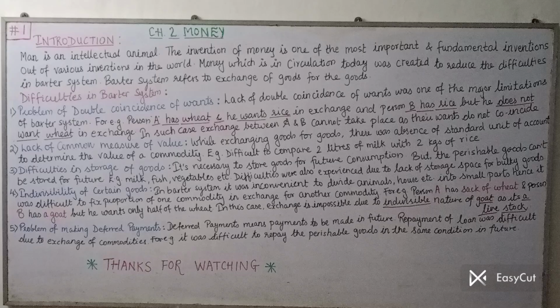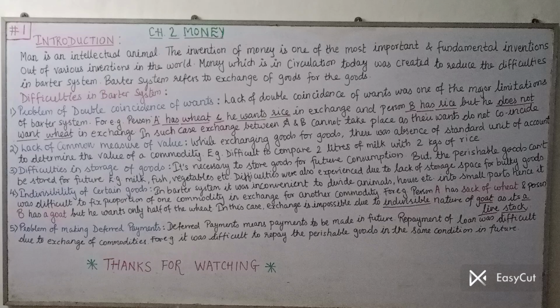As we know now that under barter system, goods were exchanged against goods. So whatever is the requirement of one person, somebody else should possess that good. But at the same time, whatever is the requirement of that other person, that should also be possessed by me. Then only the exchange will take place. Let us see how to write the answer. Lack of double coincidence of wants was one of the major limitations of the barter system.